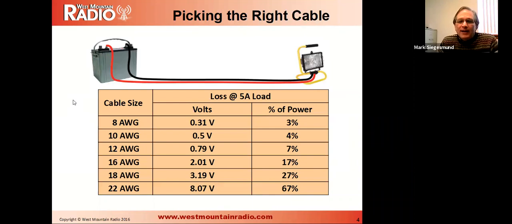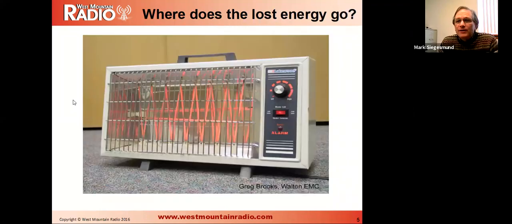Here's a table. On that previous diagram, I was using a 12 gauge cable. So I had that 7% power loss. If I had used an 8 gauge cable there, the loss would have only been 3%. And if I would have used the 22 gauge cable, the loss would have been 2/3 of the power being lost in the cable. And that's going to be enough to melt the cable. Where's the power go? It goes into heat, obviously. That's why the cable would melt.